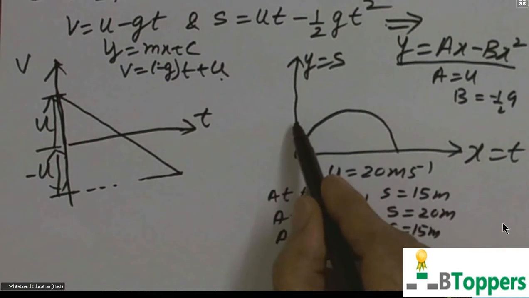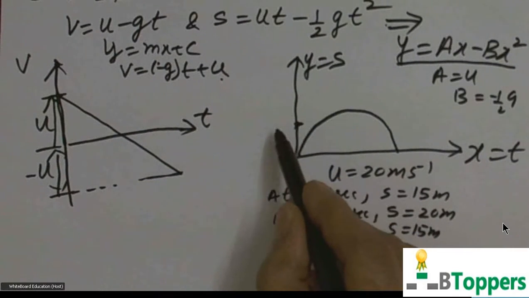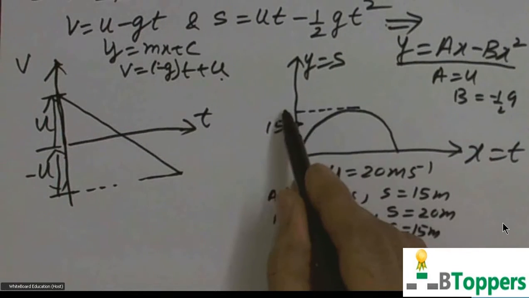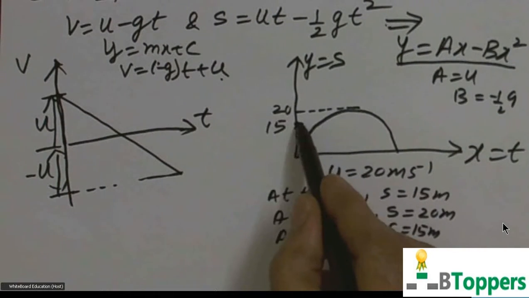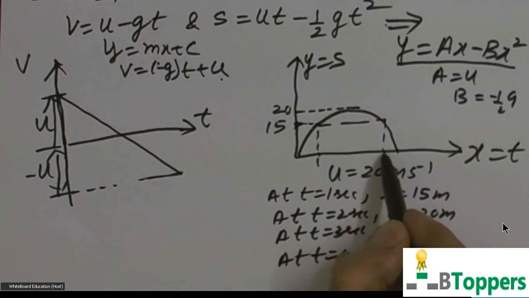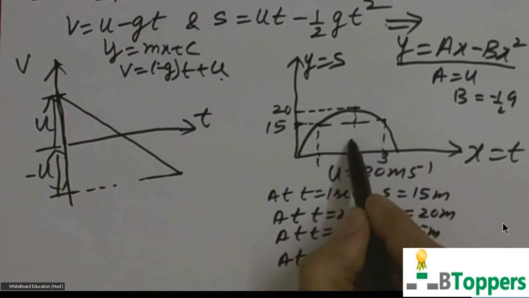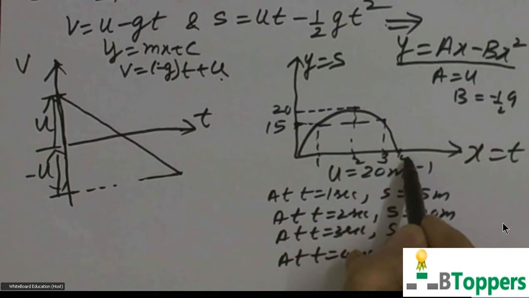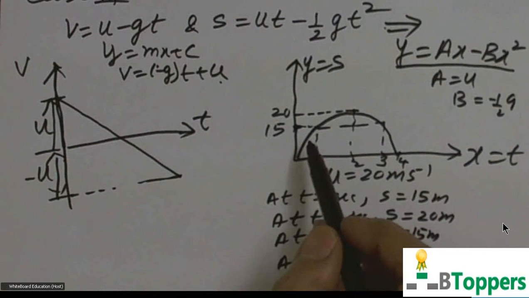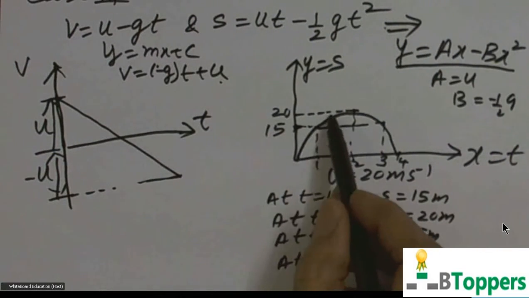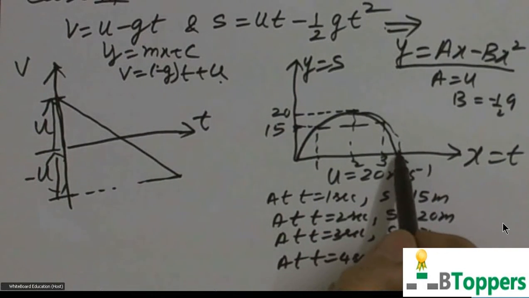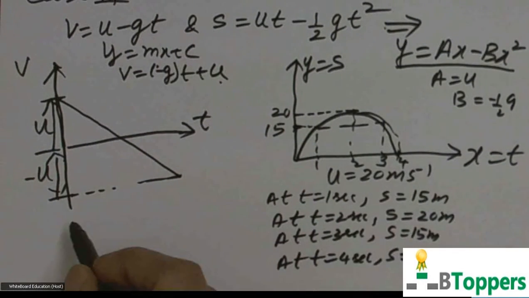If you show these values in the graph, this is 15, this is 20, this is 1 second, 3 seconds, 2 seconds, 4 seconds. I'm just taking an example. So in general, in the case of vertical projection, the displacement time graph will be a parabola like this. Displacement becomes 0 when the body returns to the point of projection.